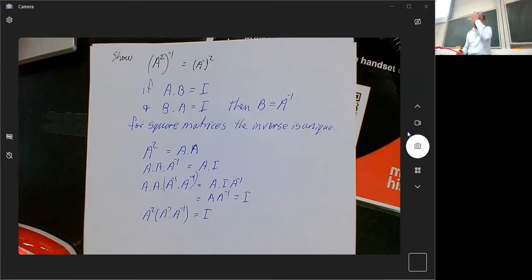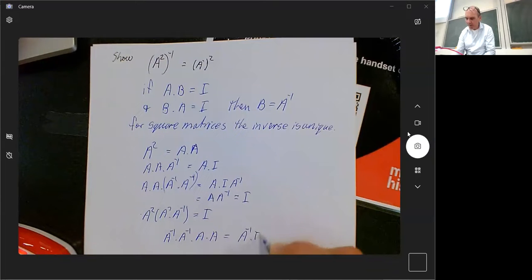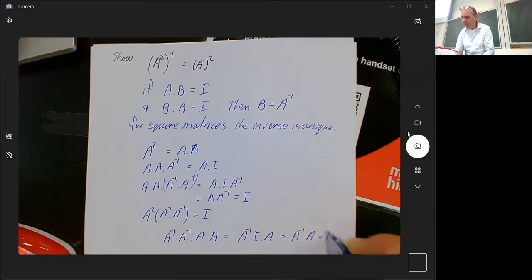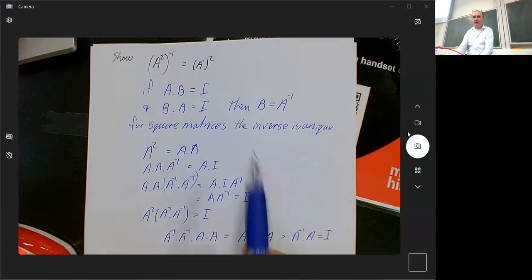And I could put it on the other side just to prove my point. A inverse times A inverse times A times A gets me A inverse times I times A, which is equal to A inverse times A, which is equal to I. It's doing the thing that we said makes it the inverse.